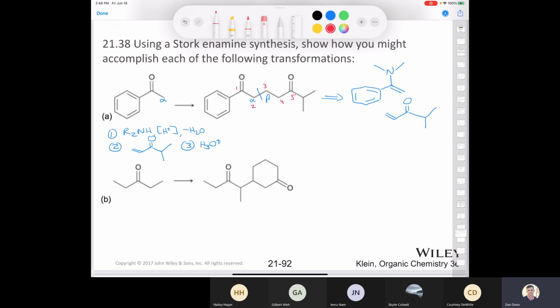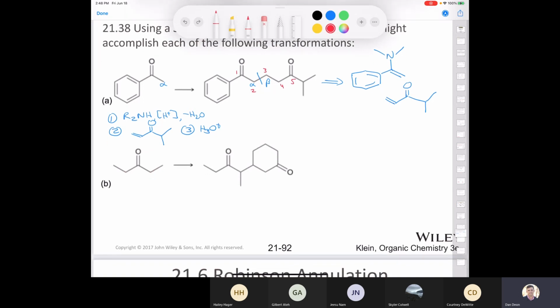Let's try it again. We have a ketone. That's going to make a miserable Michael donor because it's going to give us a mixture. So the first thing we're going to have to do is convert that into an enamine. Let's do that first. I'll use dimethylamine, a catalytic amount of acid. We're going to lose water, and we would end up with this molecule. So now we have an enamine that looks like this.